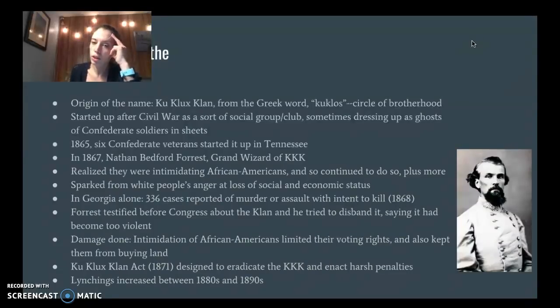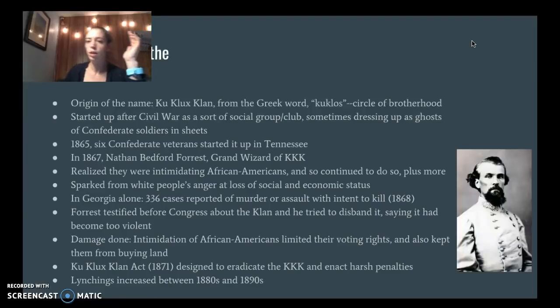Now, the Ku Klux Klan started up after the Civil War really as a social group, which is kind of weird. These 6 Confederate veterans got together and started hanging out together, and then sometimes they would dress up as ghosts of Confederate soldiers. So they'd wear these sheets and put sheets on their horses and go parading around through the town. Well, then they started to realize, oh wow, we're really intimidating a lot of African Americans in our community. Maybe we could use this as a method to suppress their rights.